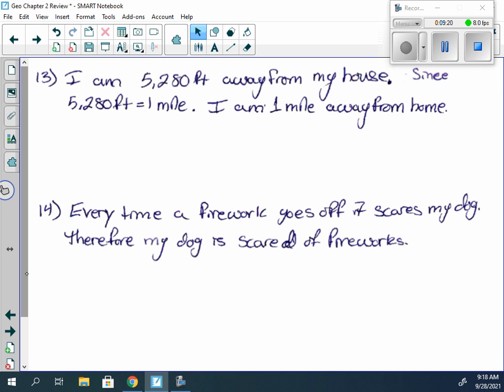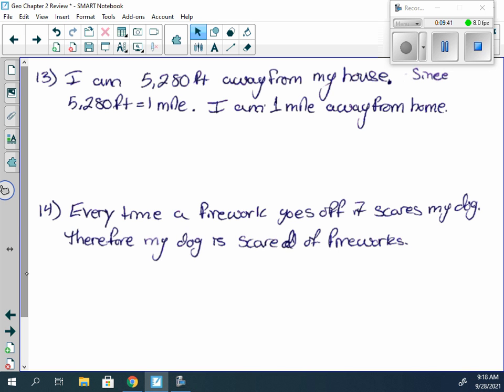Number 13: I am 5,280 feet away from my house. Since 5,280 feet is equal to 1 mile, I am 1 mile away from home. And it would be deductive, because it's facts. 5,280 feet is 1 mile. That is a fact.